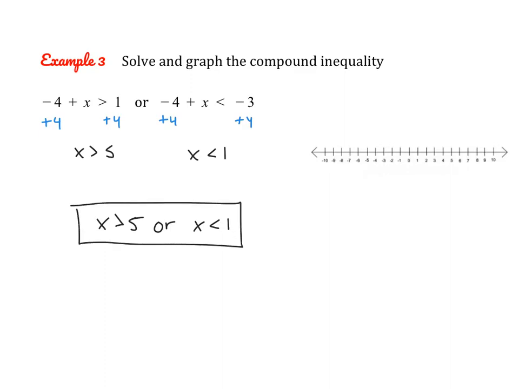So to graph that, here's 1. So it's everything less than that. And then here's 5, and it's everything above.